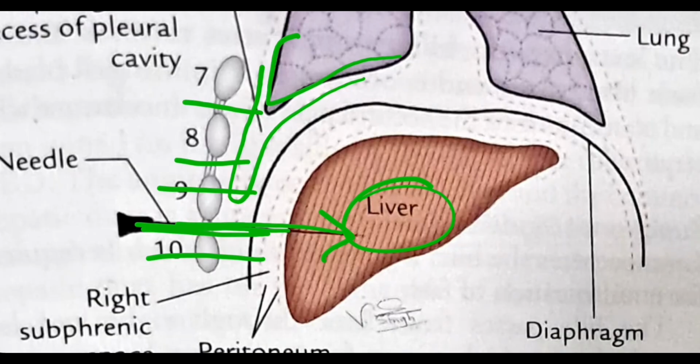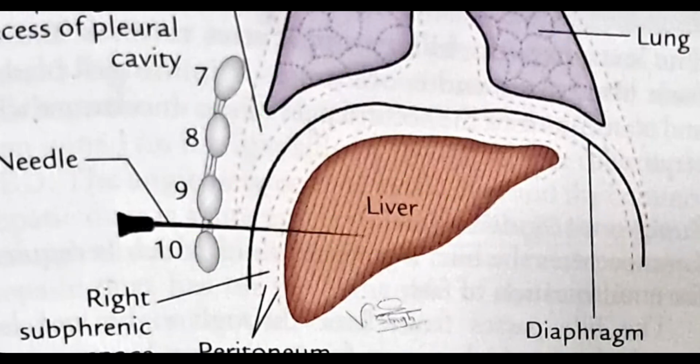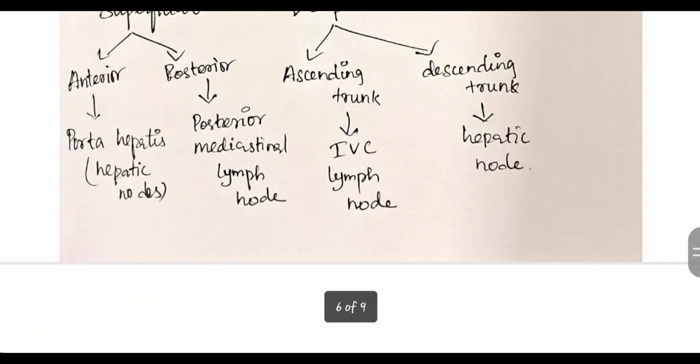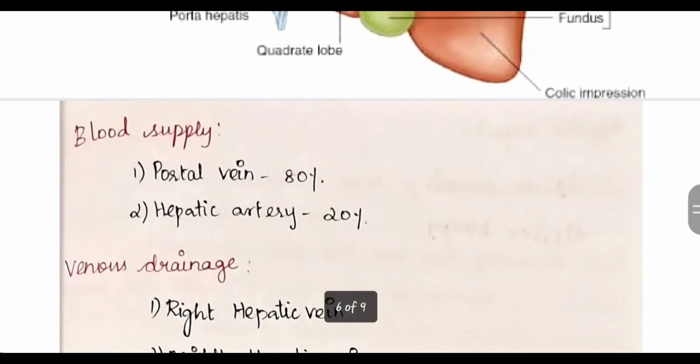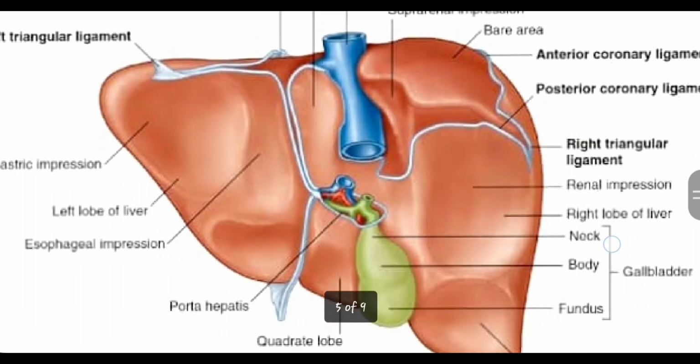So these are the main clinical features regarding the liver. So these are about the liver. Okay, thank you.